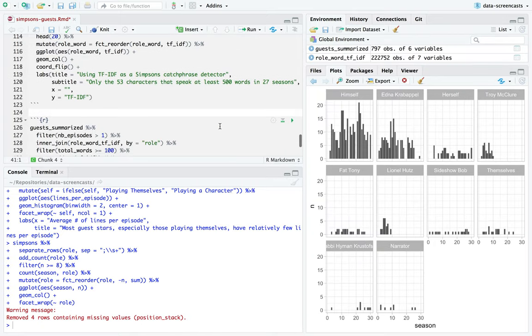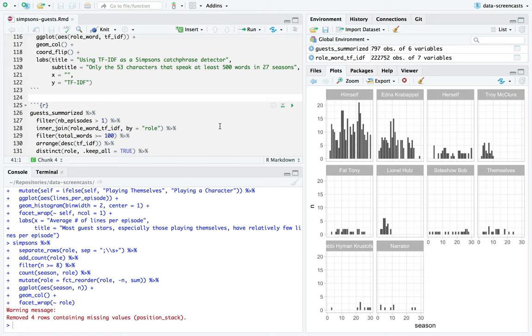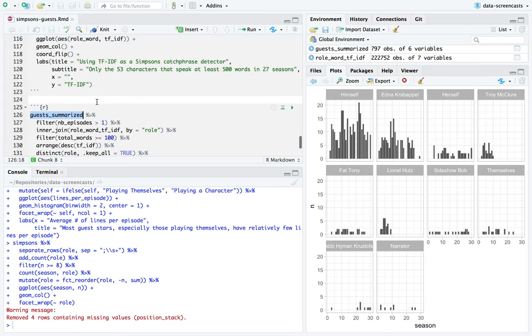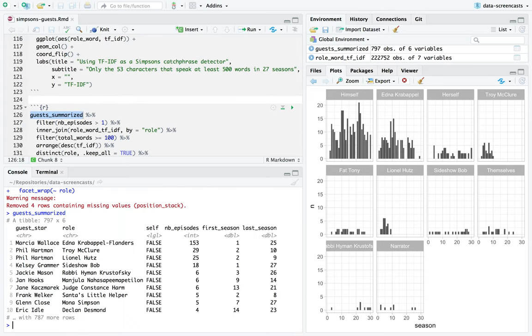And I think there's other things you can imagine someone doing, like looking at whether guest stars correlate with ratings, but I think that would probably just be too confounded with things like which season it is in. In any case, that was some analysis of Simpsons guest stars and Simpsons dialogue.